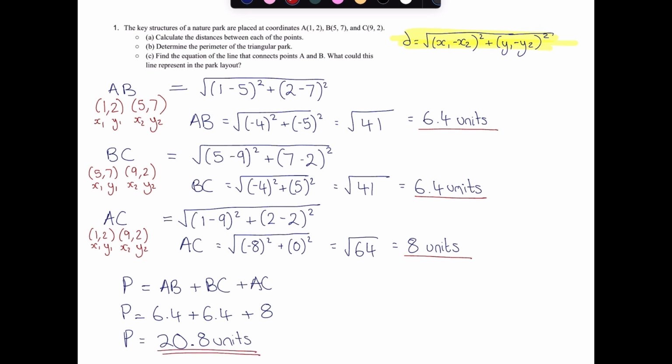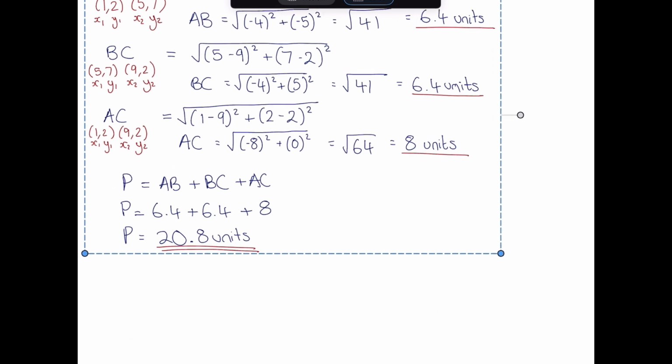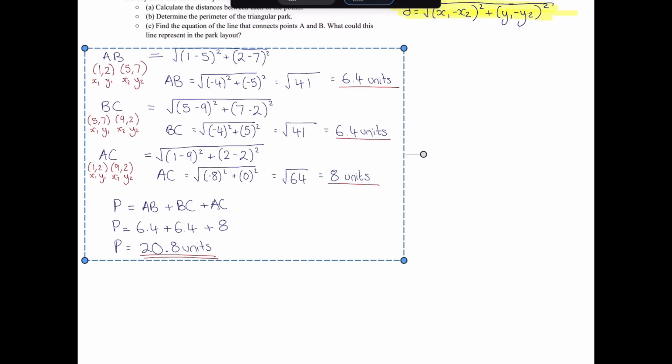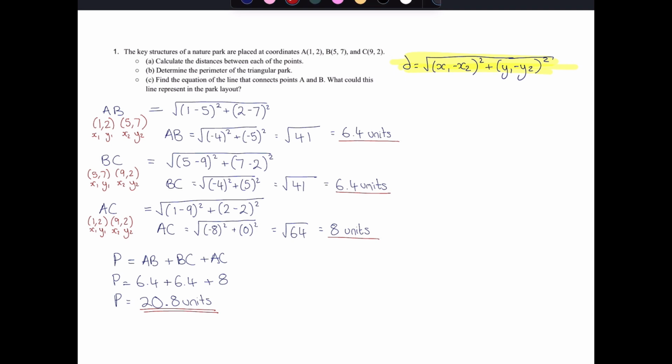That's that part done. So that's A and B done. Let me just make this a little bit smaller to give myself some room for part C. So on to part C. Now it's asking us to find the equation of the line that connects point A and B. Okay, so A is 1, 2, B is 5, 7. We're going to need to use our gradient formula here first.